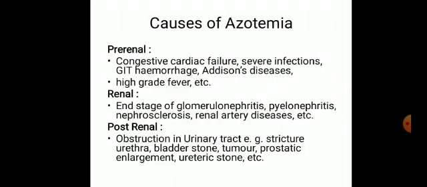Causes of azotemia are divided into pre-renal, renal and post-renal causes. Pre-renal causes include congestive cardiac failure, severe infection, gastrointestinal tract hemorrhages and Addison's disease. Also, it includes high-grade fever. Renal causes include end stage of glomerulonephritis, pyelonephritis, nephrosclerosis, renal artery disease, etc. And post-renal causes include obstructions in the urinary tract, for example, stricture urethra, bladder stone, tumor, prostatic enlargement, and ureteric stone.